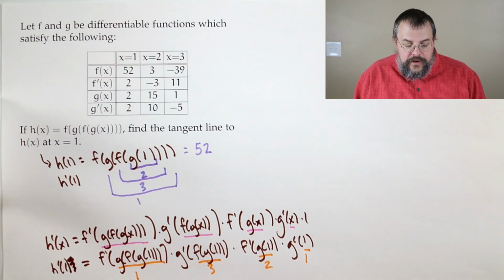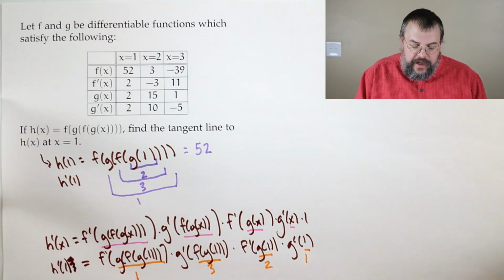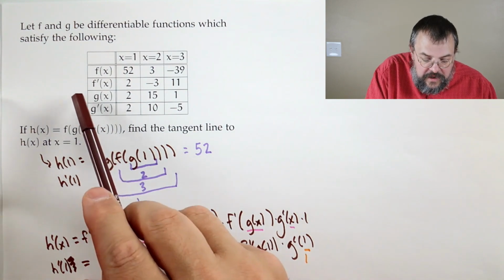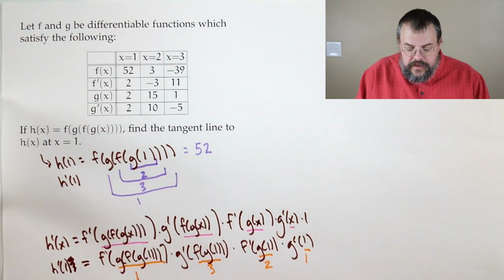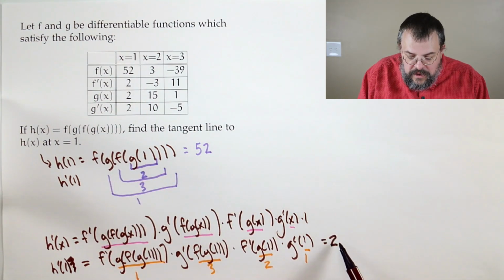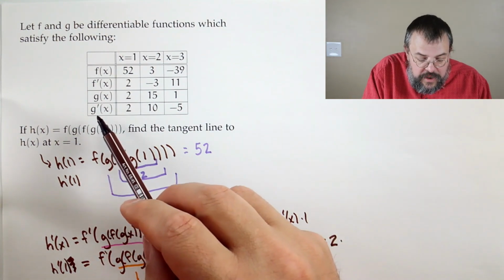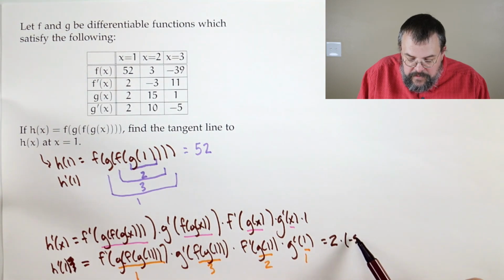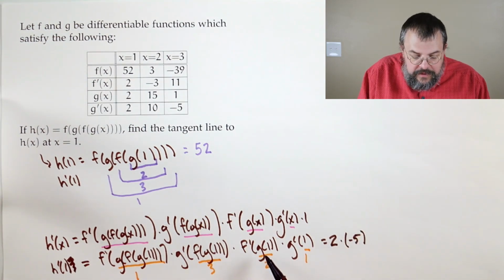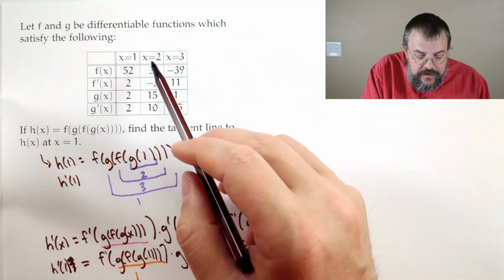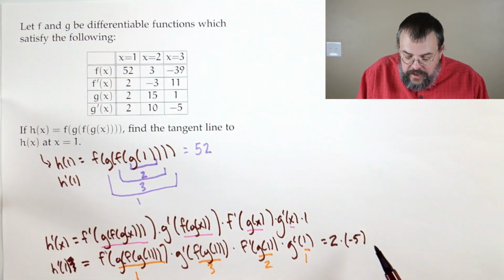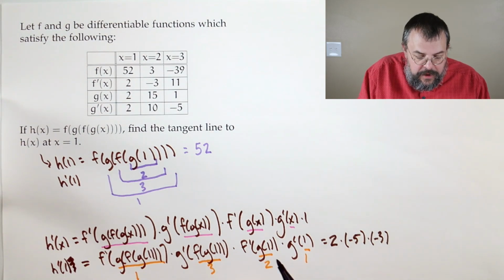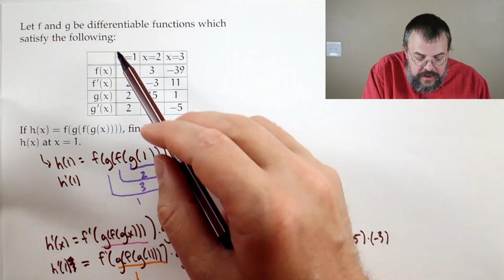So, now we say, okay, we need to find out what these values are. f prime of 1. So I come along. f prime of 1 is 2. So we have 2. g prime of 3. g prime of 3 is negative 5. And then we have f prime of 2. So f prime of 2 is negative 3. And then we have g prime of 1. g prime of 1 is 2.